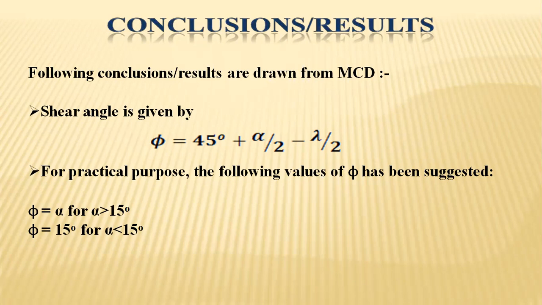Because if alpha is utilized at greater than 15 degrees with respect to phi at 45 degrees, it will lead to counter forces being generated towards the tool from the workpiece. So this is the Merchant circle diagram analysis.